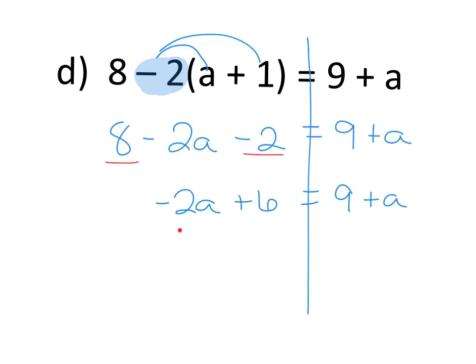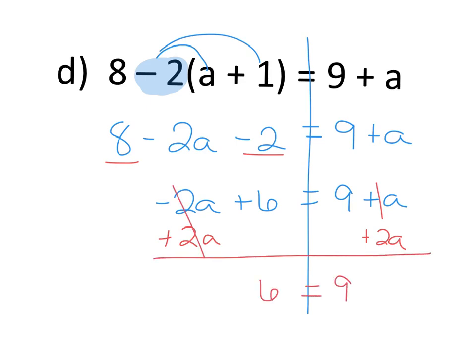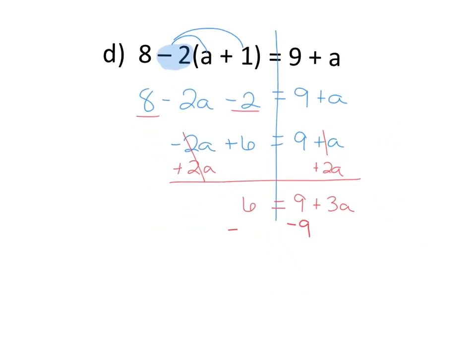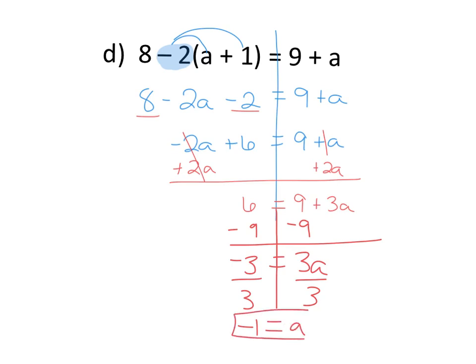And again, I can either add the 2a over, or I can subtract this. Remember, it's a 1, right? Subtract this 1a over to the other side. It doesn't matter which way. So in this case, I'm going to add the 2a over. So those cancel, so I get 6 equals 9 plus 3a. Now I'm going to subtract that 9 off to get that a isolated. So I get negative 3, extend my line here a little bit, equals 3a. And I'm going to divide by 3 on both sides. So negative 1 equals a.